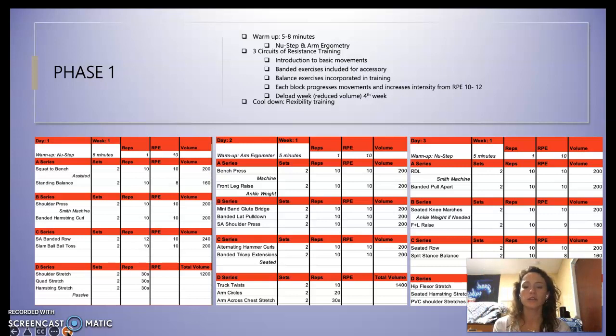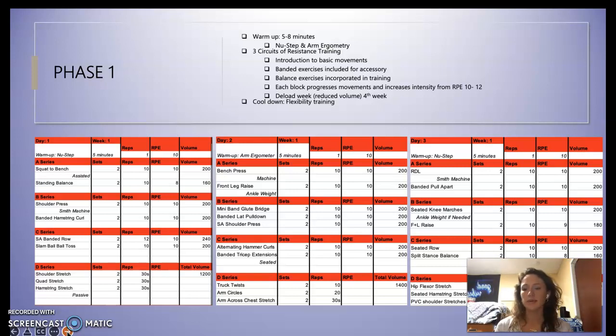And you can see I incorporated a lot of banded work initially as well, to just help ensure that we're getting that body to go through the range of motion without putting too much stress on the muscles, to reduce the risk to his adherence to the program. We want him to enjoy what he's doing and not feel like it's too challenging for him to come back.